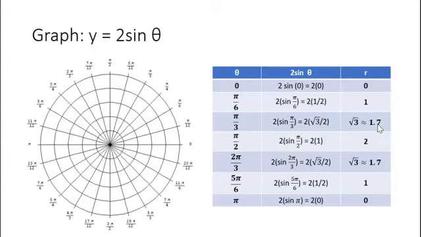So I'm going to take these points and put them on my graph. I'll start with 0 and 0 and 1 at pi over 6. So I'll put those on there and connect them with a curve, and that gets me this lovely curve right here.